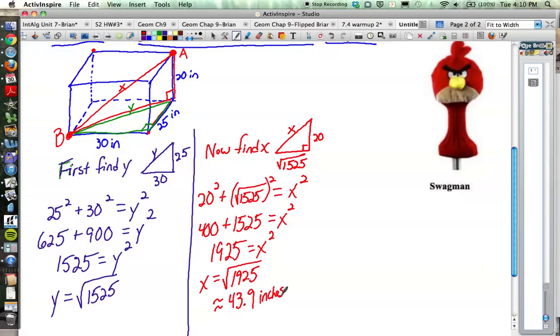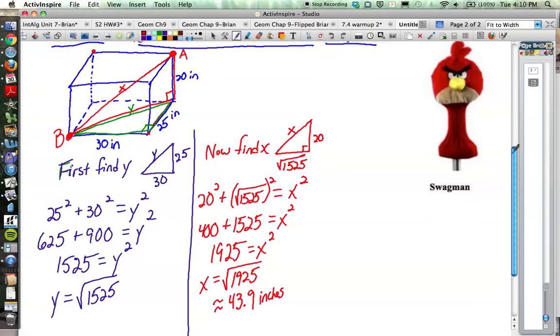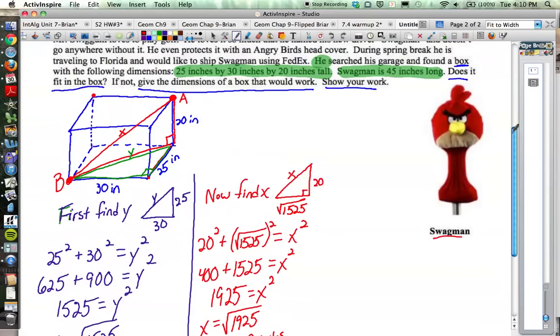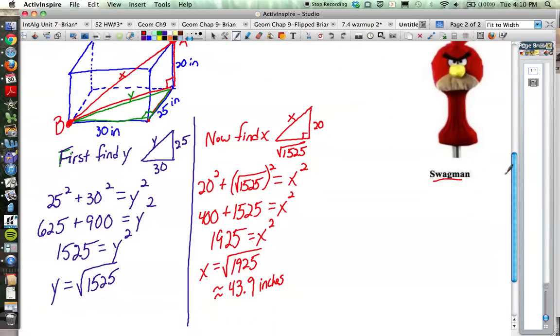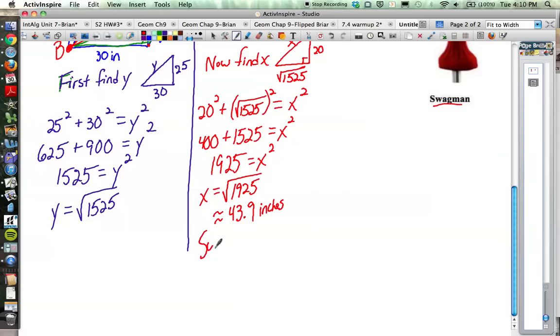Okay, is that long enough to fit Swagman? Remember Swagman over here, there he is, 45 inches long. So no, that's not enough room in my box. 43.9 inches is not enough room. Swagman will not fit. Oh, bummer. I'm going to have to find a different box.